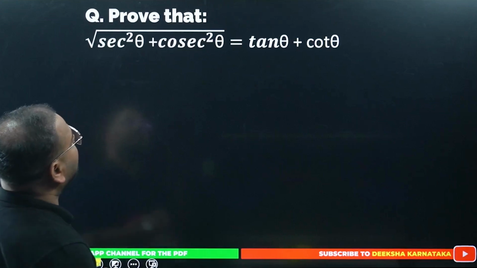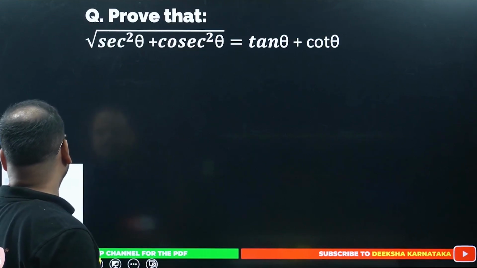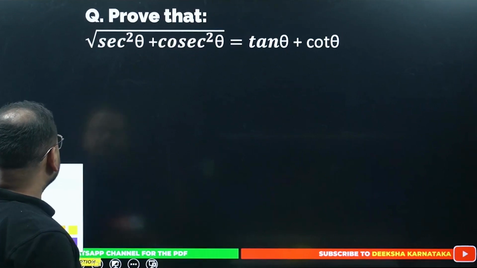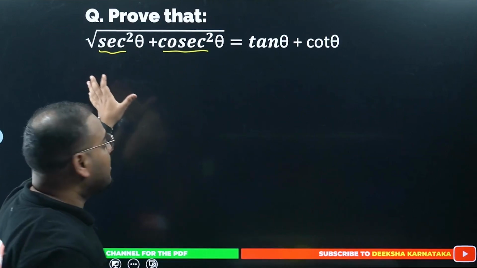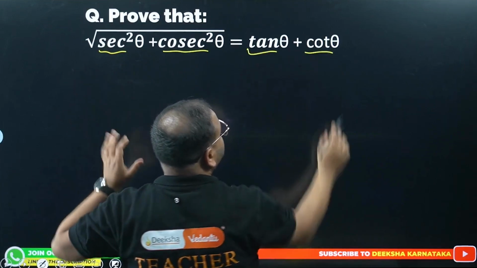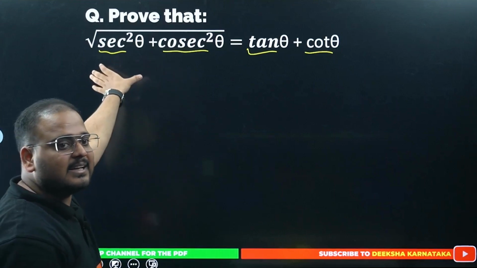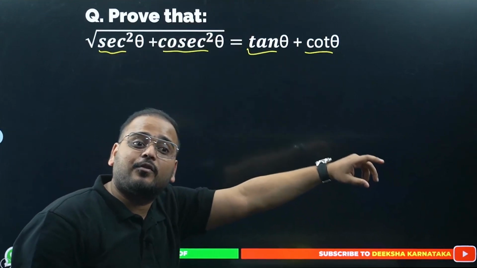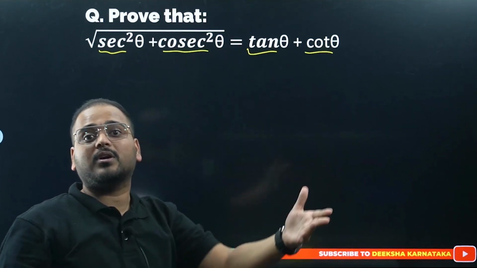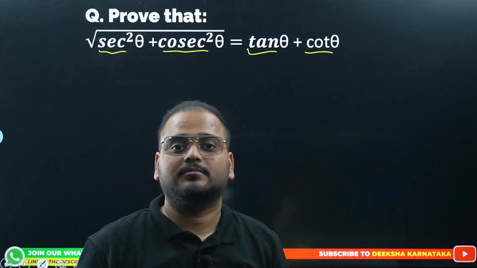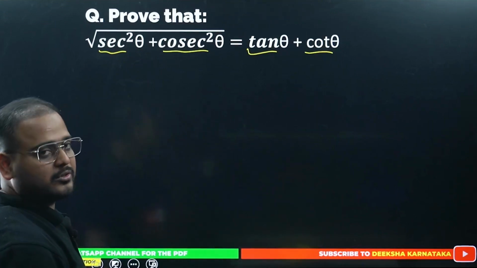Last one. Tan plus cot. This is the simplest. Simpler than the previous one. Check, sir. I have sec theta, cosec theta in the left hand side. But I have tan and cot in RHS. How will I do that? Use identity. Sec theta is in terms of tan and cosec theta is in terms of what? Cot. Okay. Great.